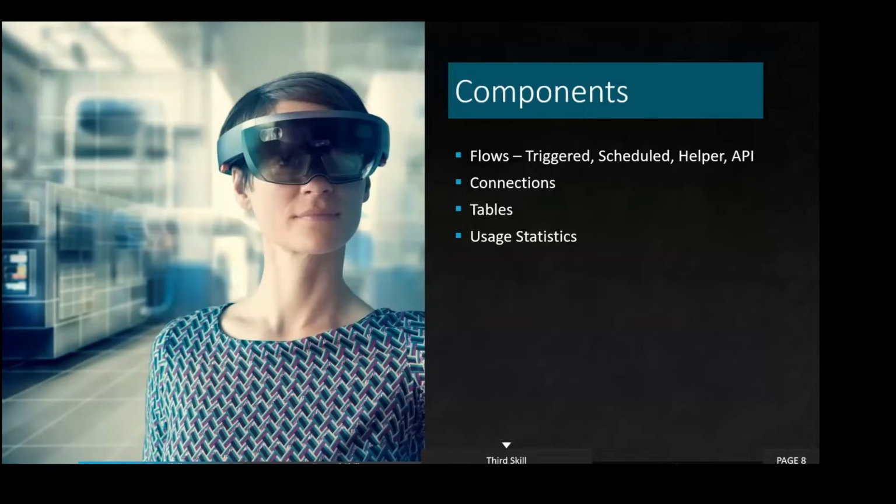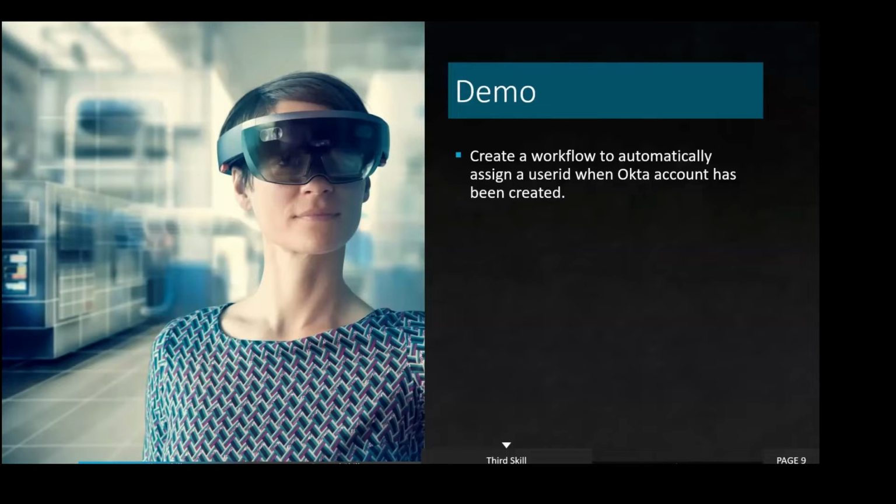So in this webinar, we are going to see the different flow components, how we can trigger a flow, how a flow can be scheduled, helper flows, and APIs. We are also going to look at connections, what the different types of connections we can establish in Okta Workflows are, tables, and how we can check the usage statistics of our Okta Workflows in an organization. So we'll go towards Okta Workflows as a platform, and we'll look at the different components in Okta.